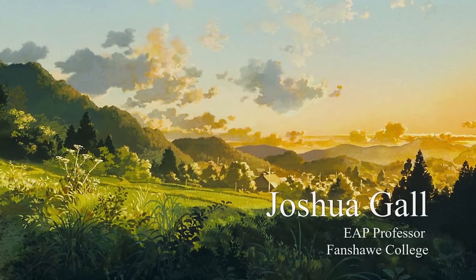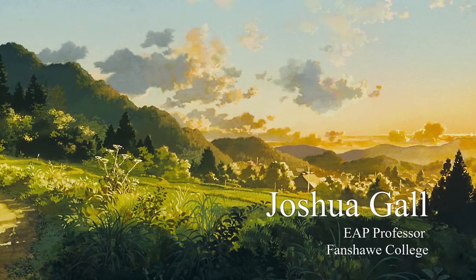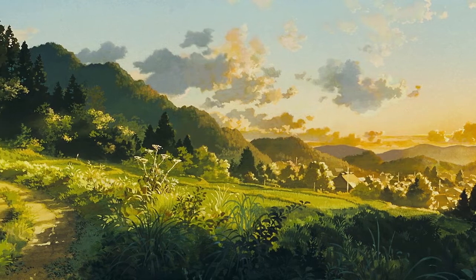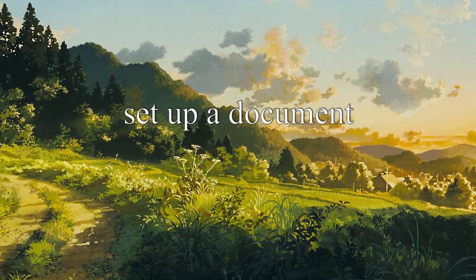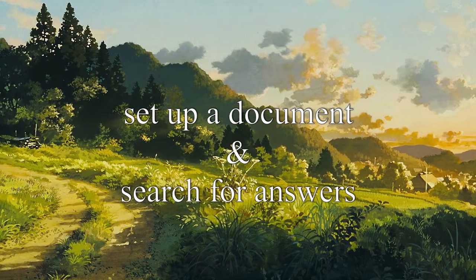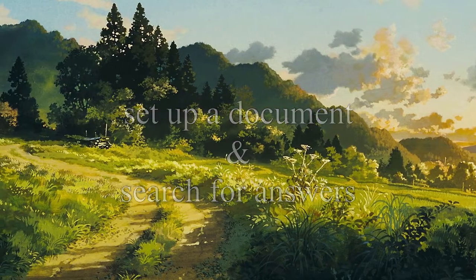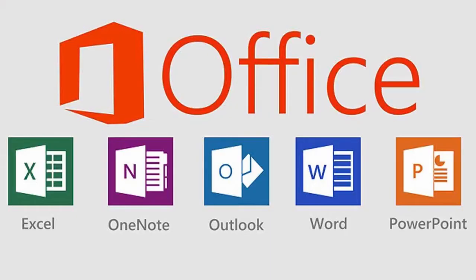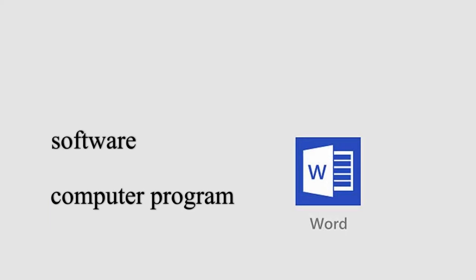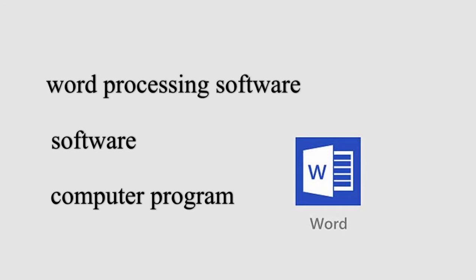I am Joshua Gall. In this short video series, you will see how to set up a basic document for your EAP classes and learn some vocabulary that will help you search for ways to solve problems for yourself. But before we get started, what is Microsoft Word? Well, Microsoft Word is a kind of computer program, and programs are often called software. Now, Microsoft Word is a word processing software.